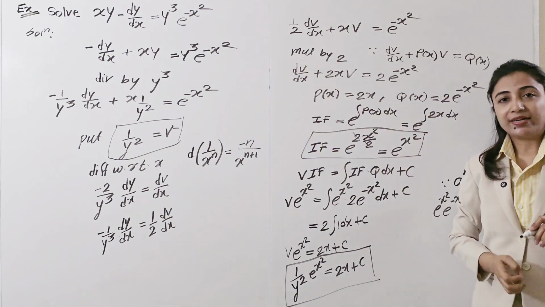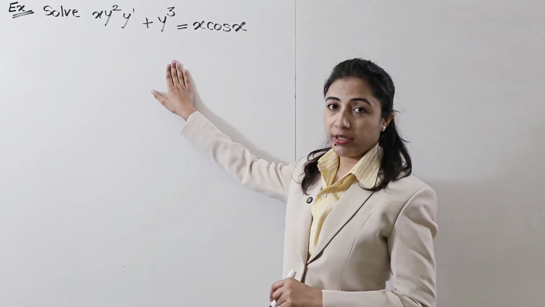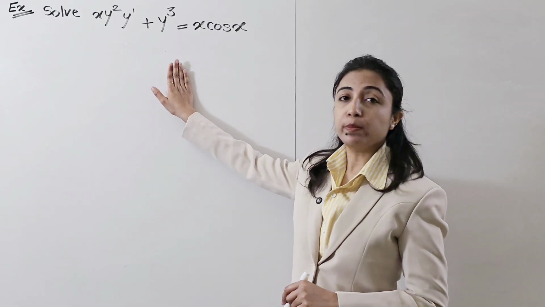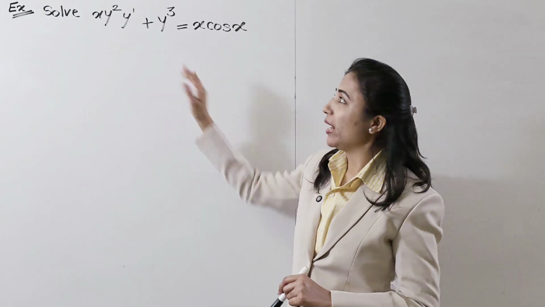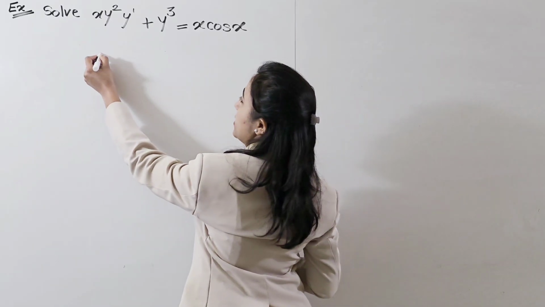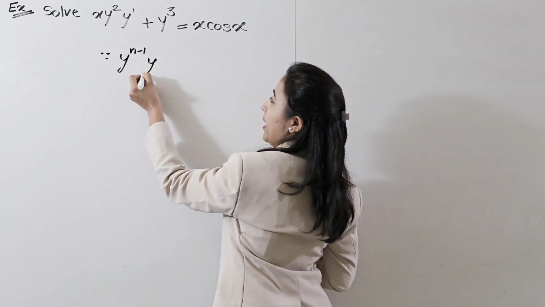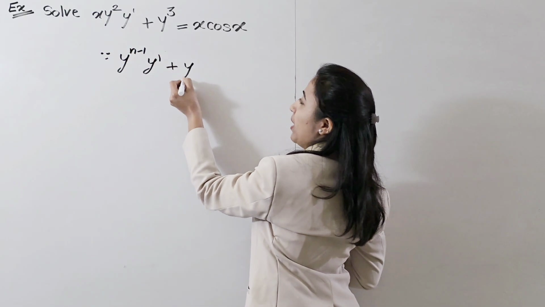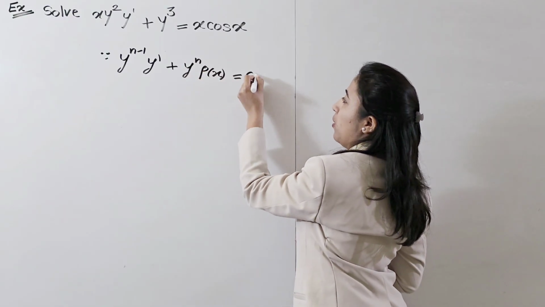Now we see one more interesting example. Now see the next example, how to solve this question. Here it is again a question of Bernoulli differential equation, but it is again not in standard form. So how to write this question in standard form? The standard form of Bernoulli differential equation is y power n minus 1 y dash plus y power n into function of x equals q of x.